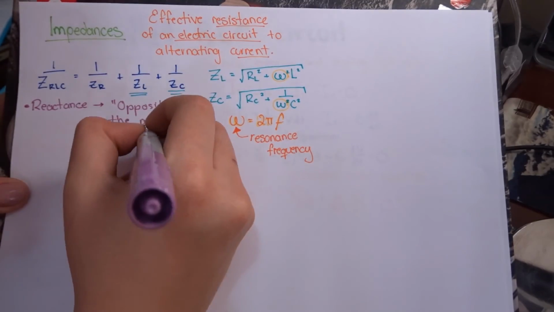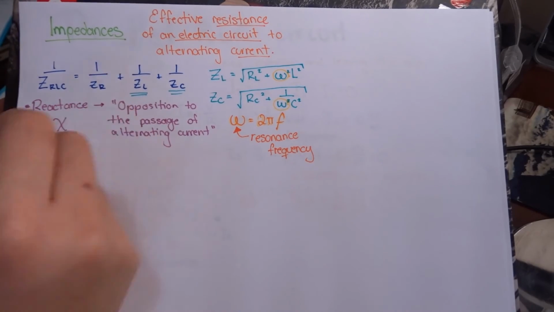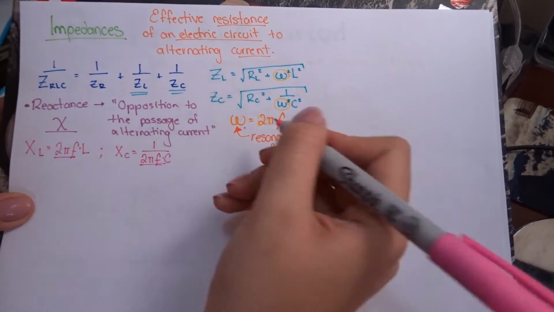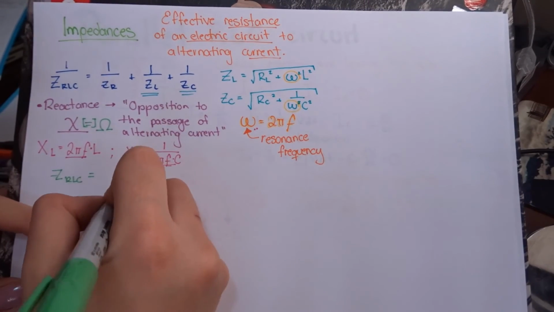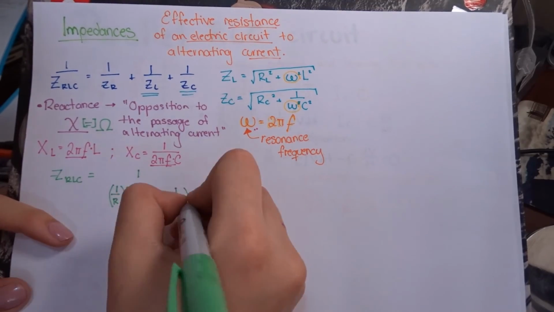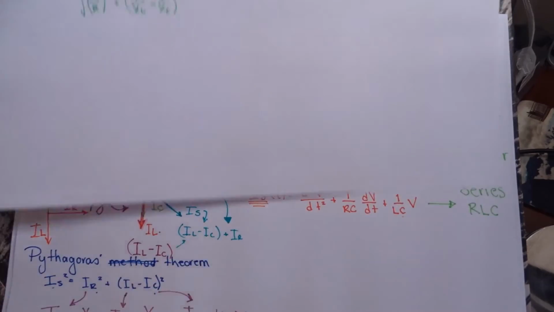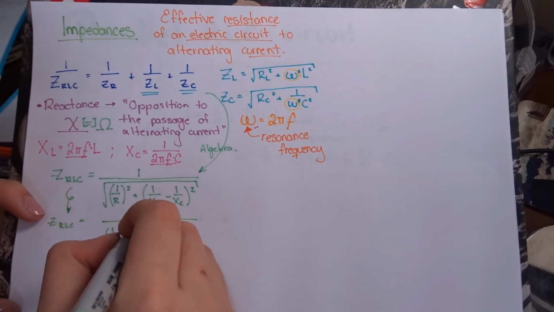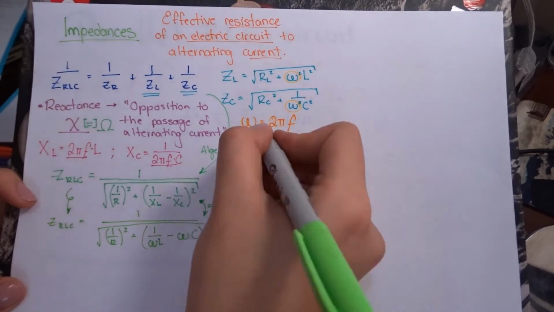Another property of the system is the reactance. It can be defined as the opposition to the passage of the alternating current. It is usually represented with an X, and these two are the formulas of the reactance of the inductor and the capacitor. The units of the reactance are ohms also. We can rewrite the impedance in terms of reactance and a resistor, and doing some algebra we will get to this equation. This will also be related to the vectors solution that we reviewed before.